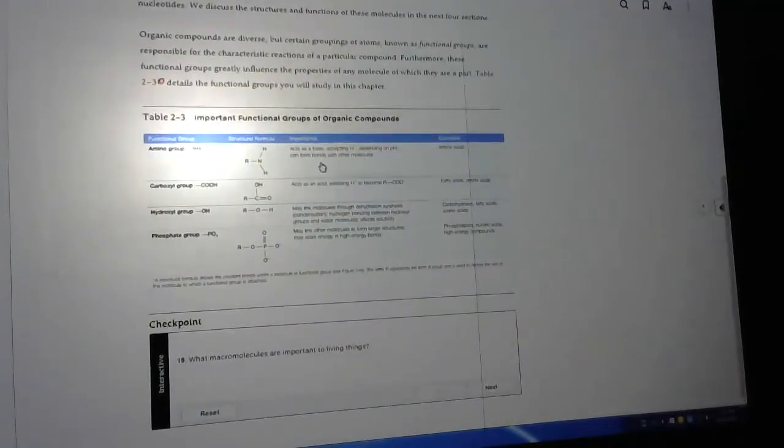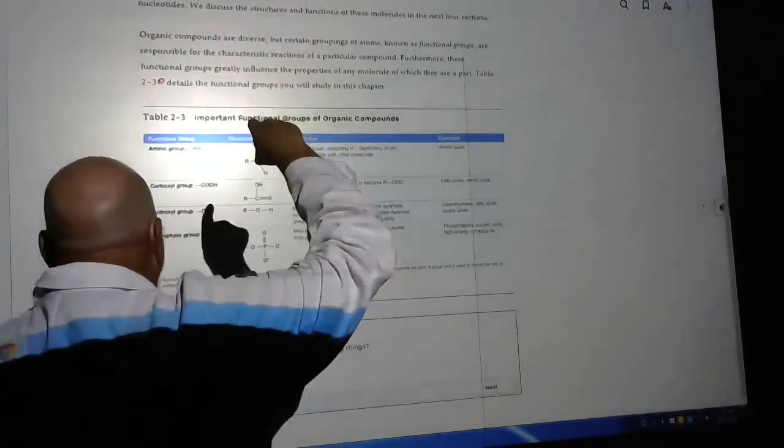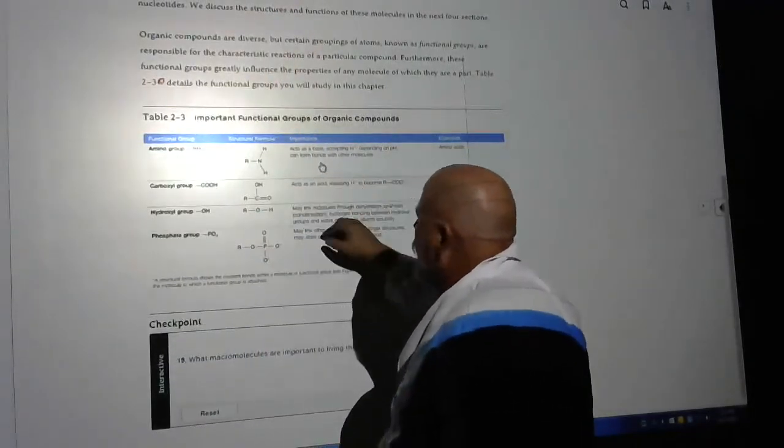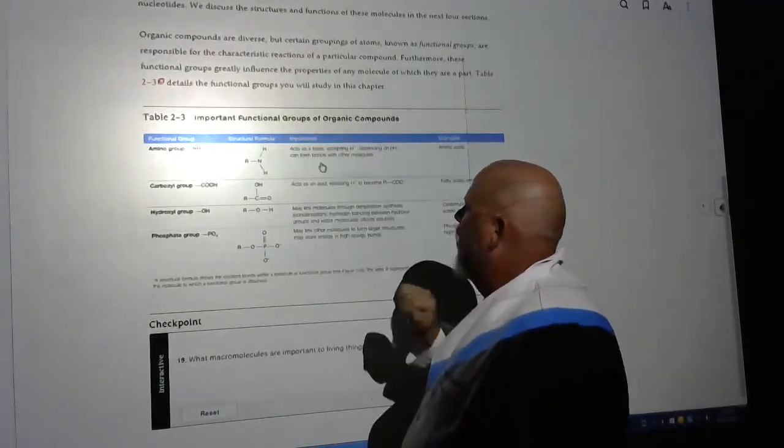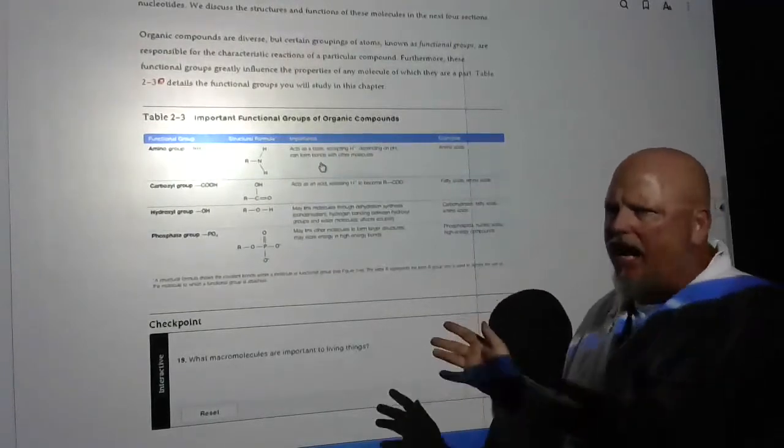Don't get into the organic compounds. I'm not going to ask you about amine groups and carboxyls and hydroxyl groups and all this. I'm going to ask you these guys here. We're not going to get into chemistry that much. I know you guys are like, yay! Yay, no chemistry. Well, not much, a little bit.